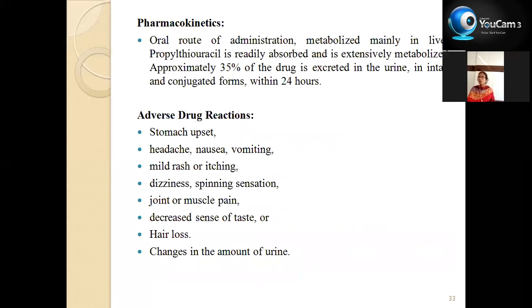Next, pharmacokinetics. It is given by oral route of administration, it is metabolized in the liver and it is excreted through the urine. Adverse drug reactions are stomach upset, headache, nausea, vomiting, rashes, itching, dizziness, spinning sensation, joint pain, muscle pain, decreased sense of taste, hair loss, change in the amount of urine output.